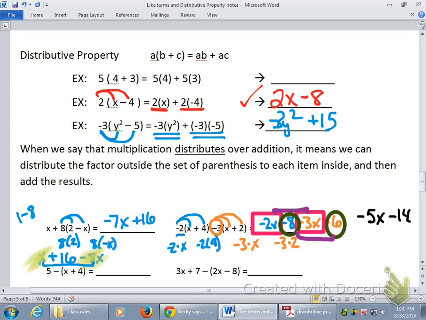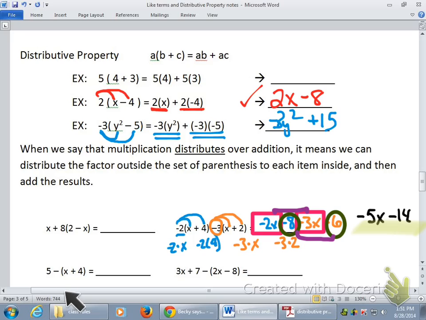And are these two alike? No. So I need to stop, and that's my final answer. We recognize that in front of this parentheses, there's actually a negative 1. Some people prefer to actually put the negative 1 there so that you can see that it's there. Now you know what you're distributing.